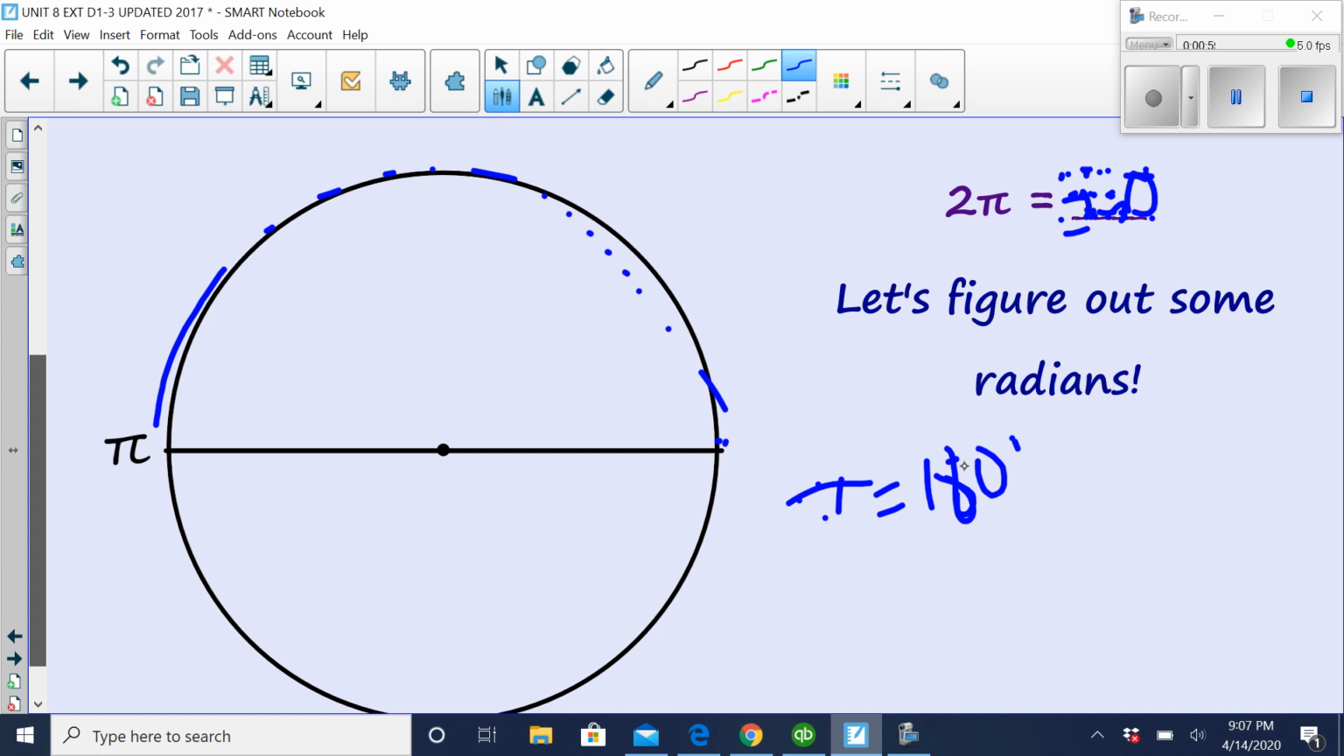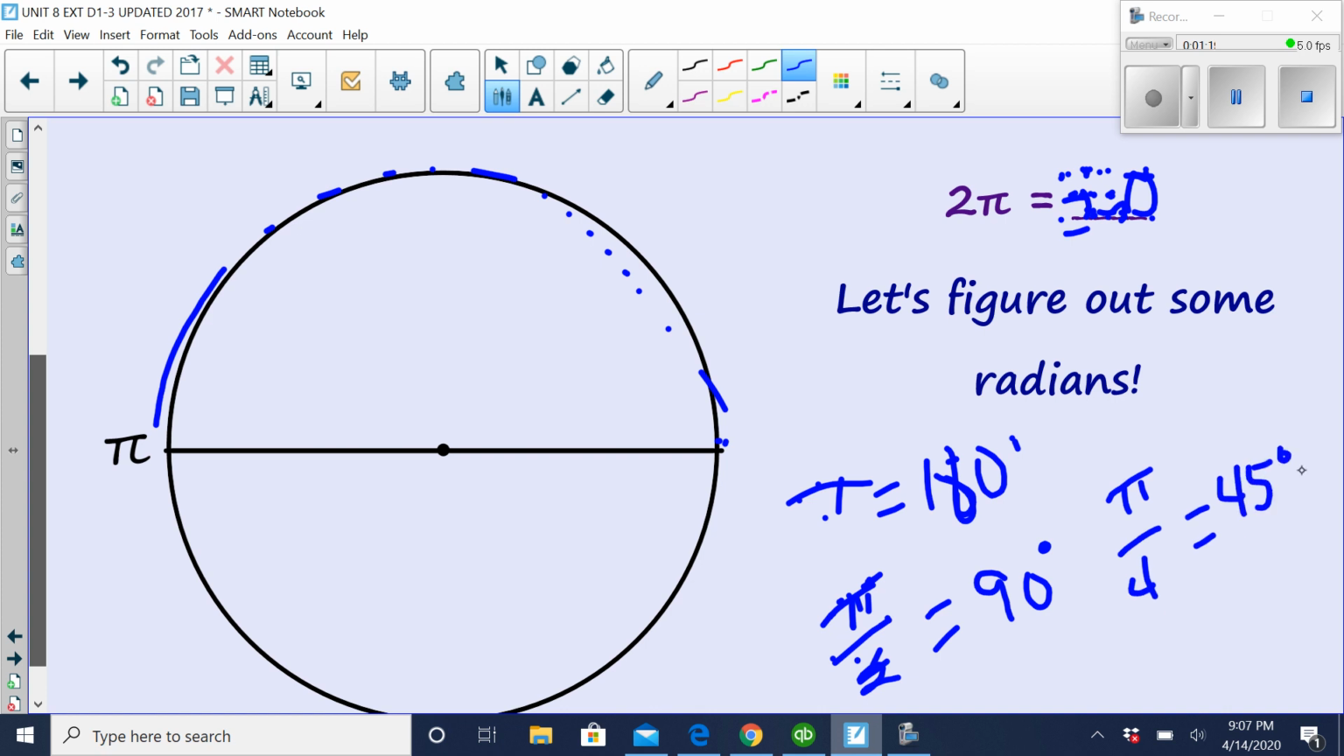If I'm still talking about radians, what happens if I say pi over 2? Pi over 2 would be equal to half of 180, which is 90 degrees. What about pi over 4? What would that be as degrees? It would be 45 degrees. Now, you don't necessarily need to know how to convert radians to degrees or degrees to radians. I just wanted to give you an idea of what a radian was.